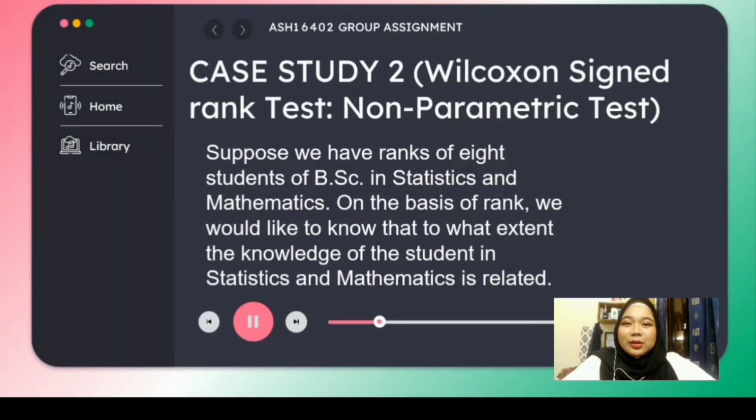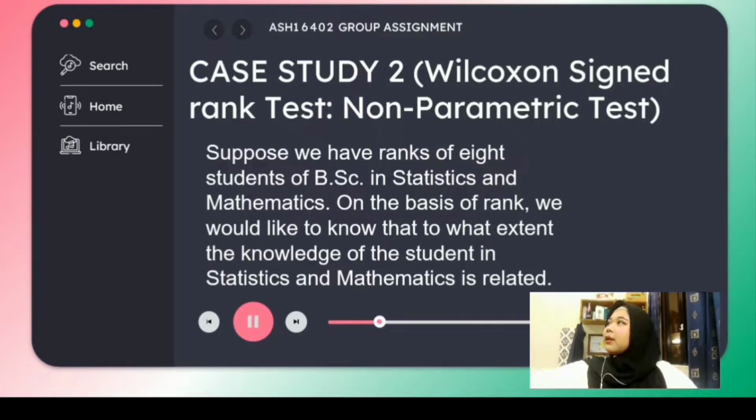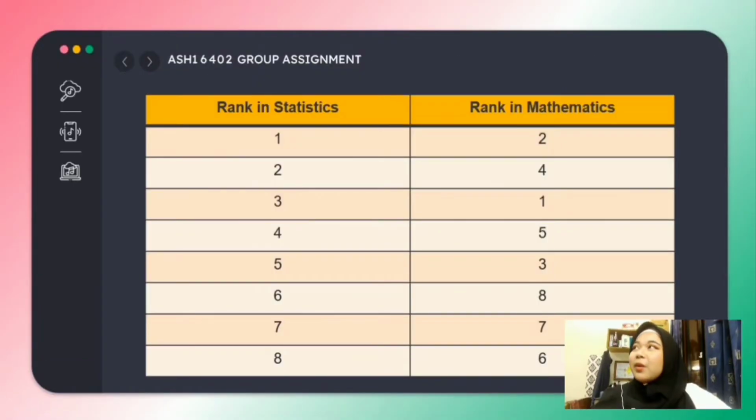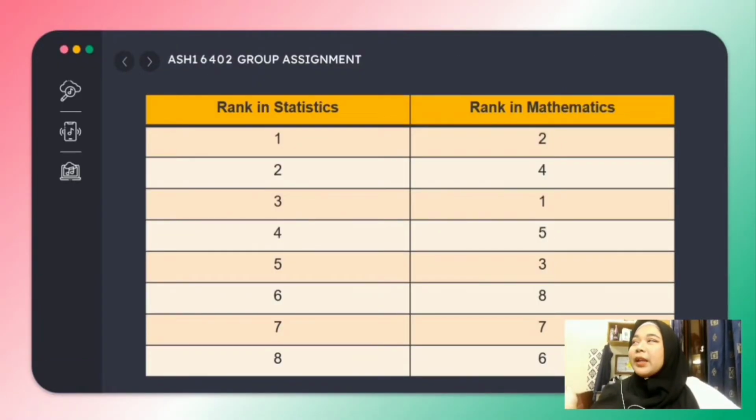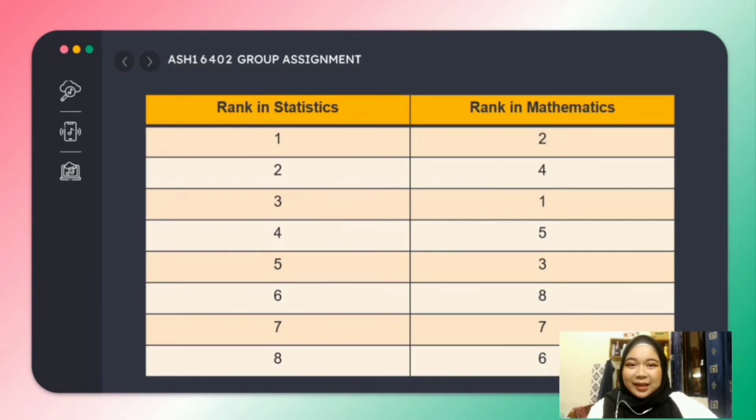Assalamualaikum warahmatullahi wabarakatuh. Now I'm going to present case study 2. Wilcoxon signed rank test, a non-parametric test. The question given is, suppose we have ranks of 8 students of Bachelor of Science in Statistics and Mathematics. On the basis of the rank, we would like to know to what extent the knowledge of the students in Statistics and Mathematics is related. What we show right now is the table of rank in Statistics and Mathematics.